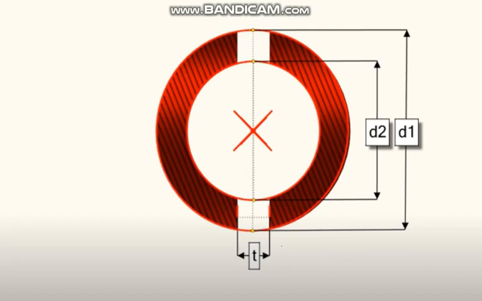What will be the area now? Outside area is pi by 4 d1 square. These notations may differ from different people. Our notations were different. Don't worry about the notations. So this outside is d1.